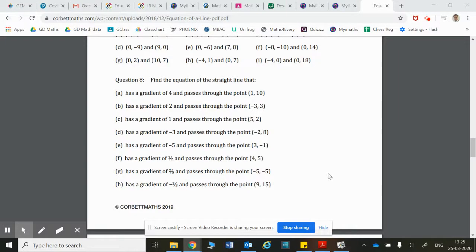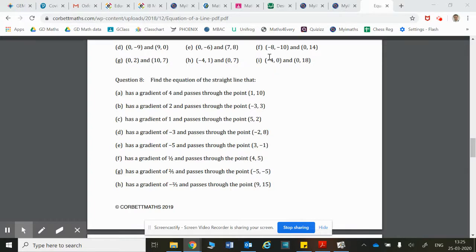Hi there everyone, I'm just making a separate video here for 8 part D. So 8 part D says find the equation of the straight line that has a gradient of -3 and passes through the point (-2, 8).